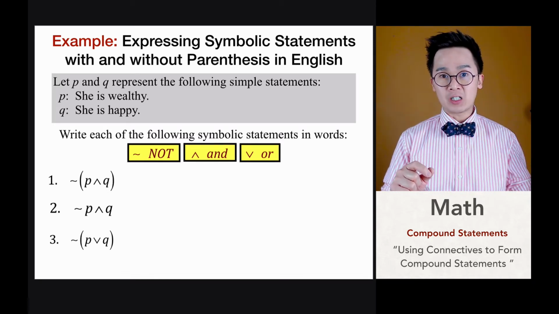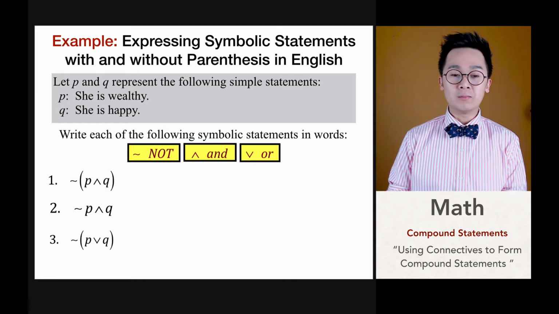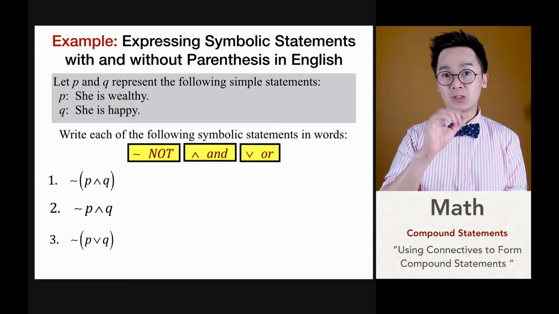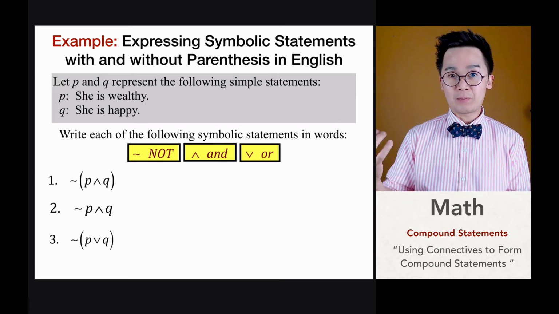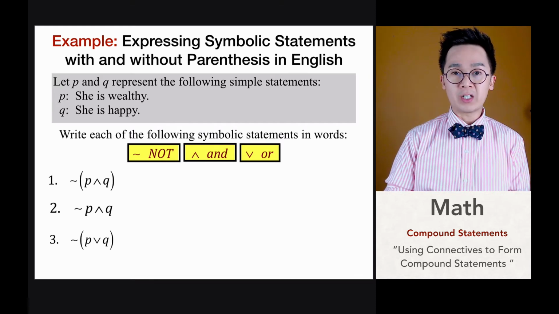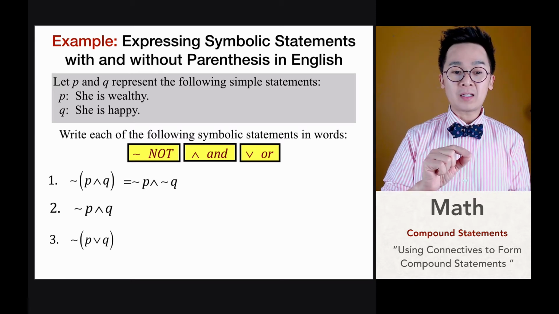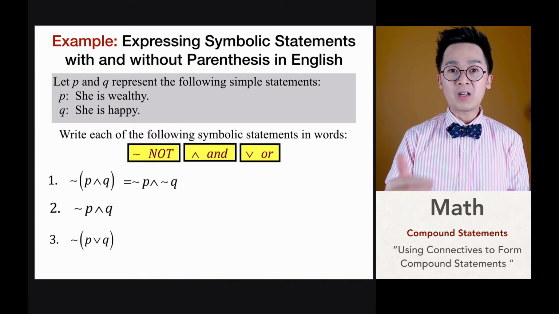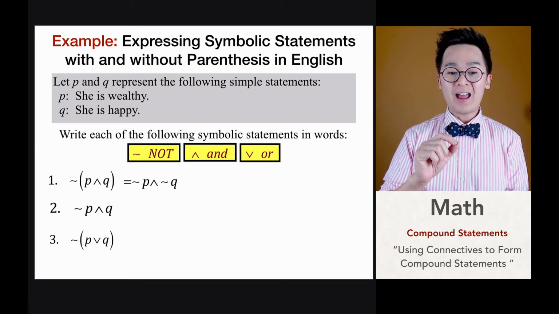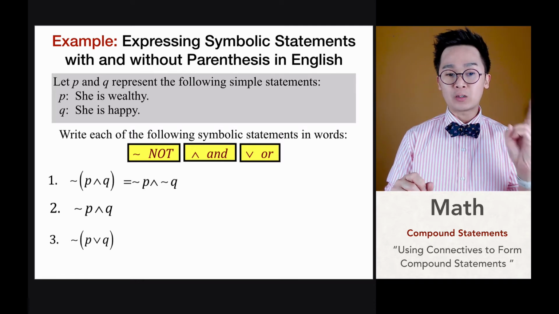So let's start with problem number 1, which is the conjunction of P and Q and then the negation of the entire parentheses. Just like in a math problem, when we are working on the distributive property, we know that we can distribute the negative sign inside the parentheses. And we can apply that particular rule in symbolic logic, so we can distribute the not symbol to P and Q, giving us a statement of not P and not Q, where P is she is wealthy and Q is she is happy.